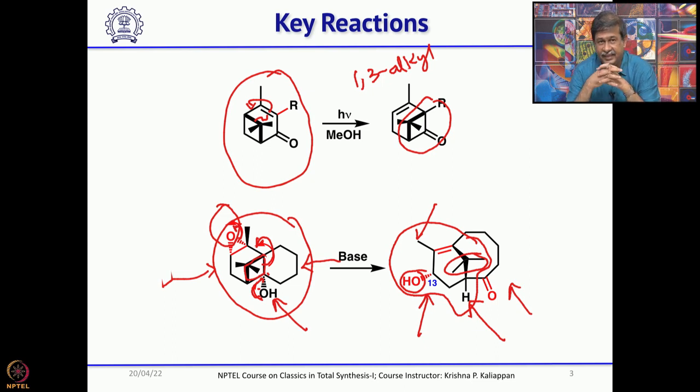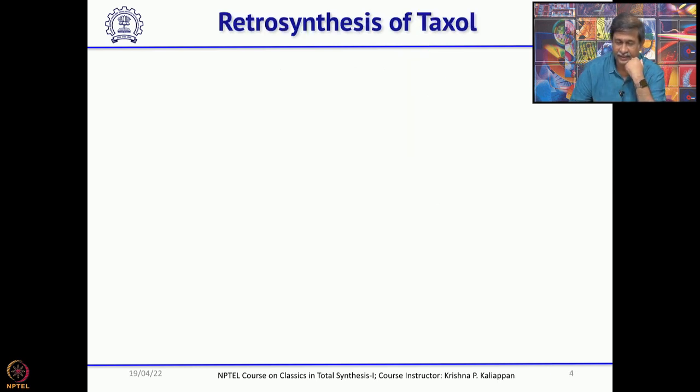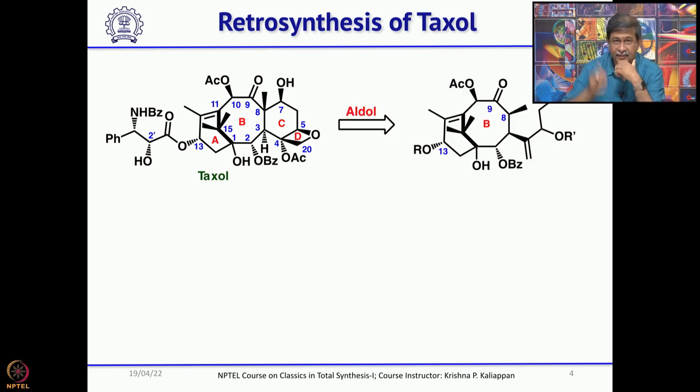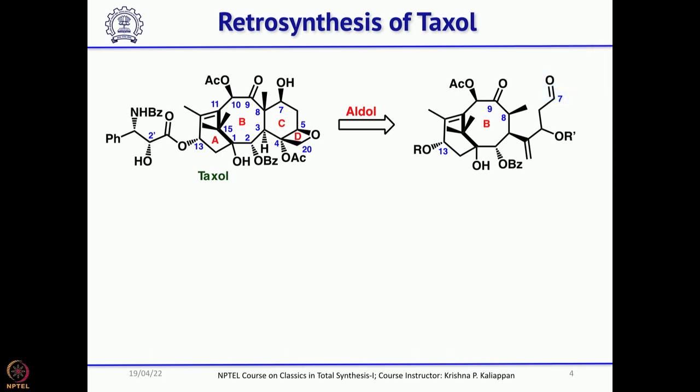So these are the two key reactions which Wender's group thought about, and they wanted to use these two key reactions in the total synthesis of Taxol. Okay, let us see their retrosynthesis. The third key reaction, which is different from others, is the aldol reaction. Okay, so they wanted to use an intramolecular aldol reaction to construct the C ring. You can see here, you generate an anion and then add to this aldehyde, and that will form the 6-membered ring, which is the C ring. Okay, so intramolecular aldol reaction is another key reaction in their approach.